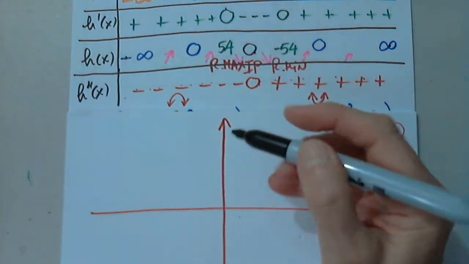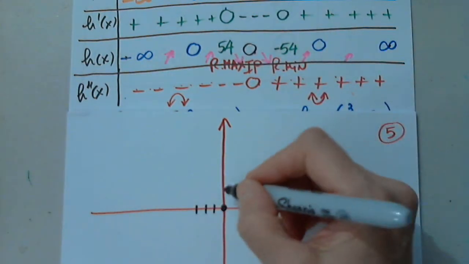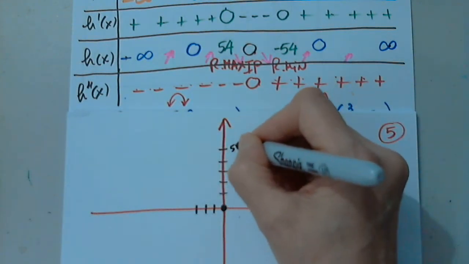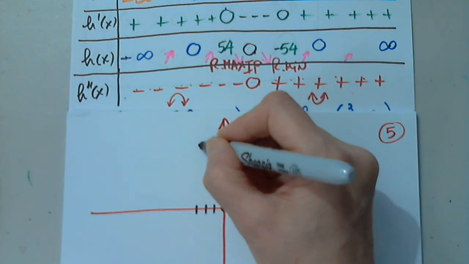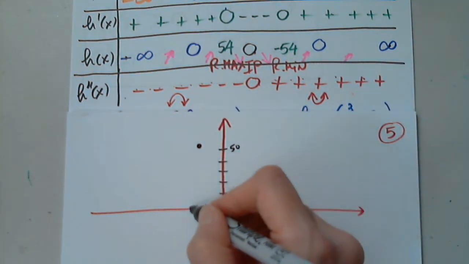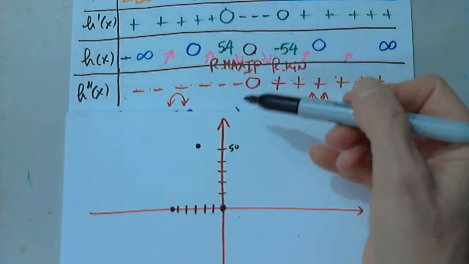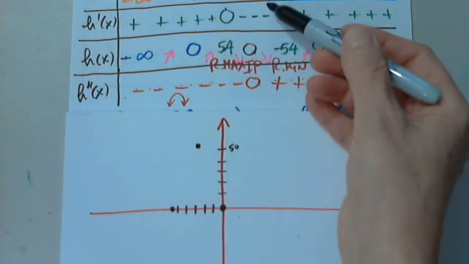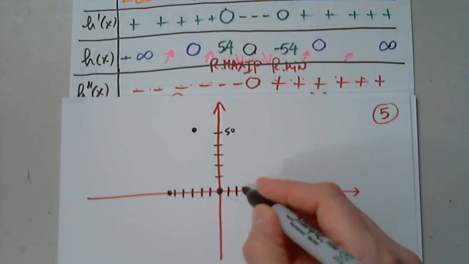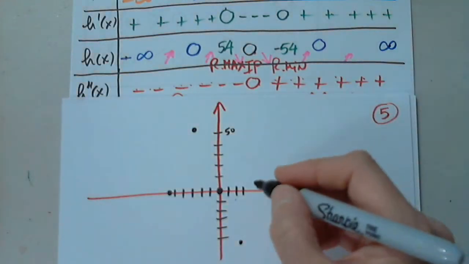What points? (0, 0), (-3, 54). I'm going to say 10, 20, 30, 40, 50, 54. Negative 5.2, so 3, 4, 5.2. (-5.2, 0), (-3, 54), (0, 0). And the same on the other side. It's symmetric with respect to the origin. 1, 2, 3, 10, 20, 30, 40, 50, 54, and 5.2.